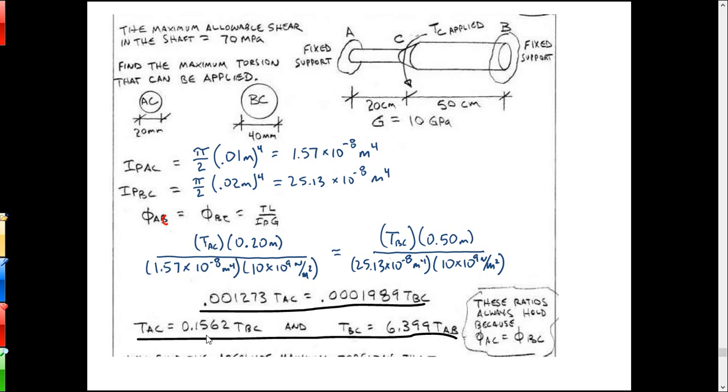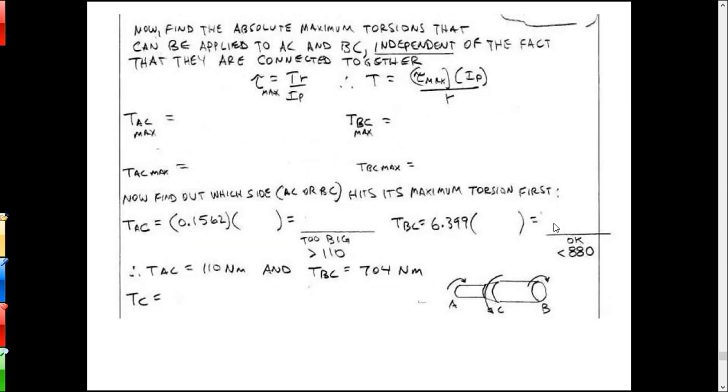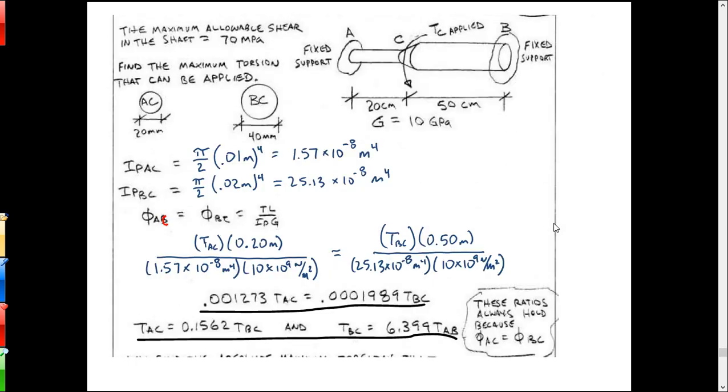All right. So as long as that shaft is tied together in an assembly, those relationships will hold. So TAC will always be quite a bit less than TBC. It'll be 0.1562 times TBC, and TBC will be 6.399 times TAB. All right. So we're good.